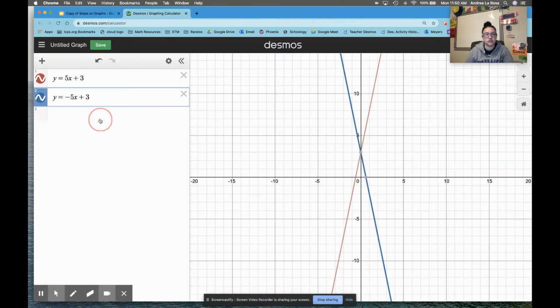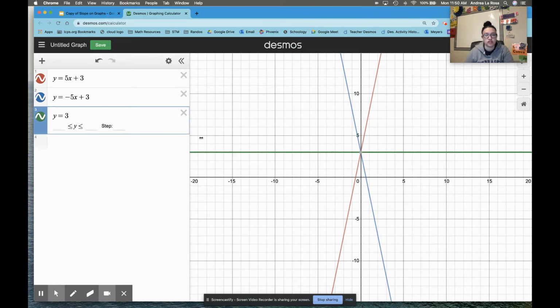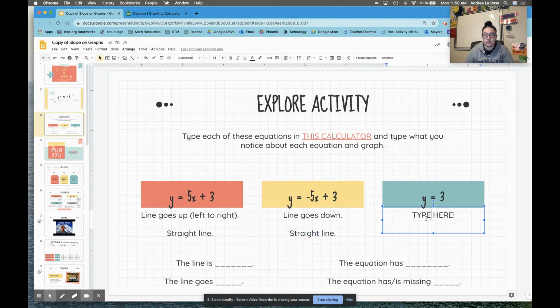And then my last one is just y equals 3. It's my green line. I still have y equals with just a plain 3 all by itself, and I see I have a straight line that still goes through that 3. That 3 is my b. It's my y-intercept. I'm not multiplying with it. I just have that 3. So this one, we have a horizontal line, but it's still straight. That's what my graphs look like.